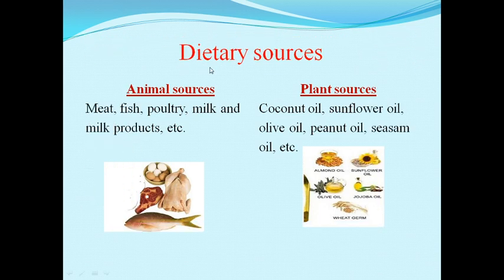Next, moving on to the dietary sources. Here you can observe there are two dietary sources: animal source and plant source. In the animal source, meat, fish, poultry, milk and milk products, etc. You can see the picture. And in the plant source, all types of oils like coconut oil, sunflower oil, olive oil, peanut oil, sesame oil, etc. These are the sources of fats and oil.